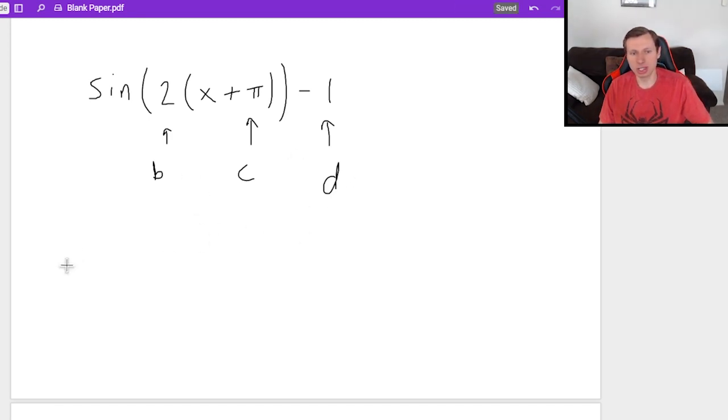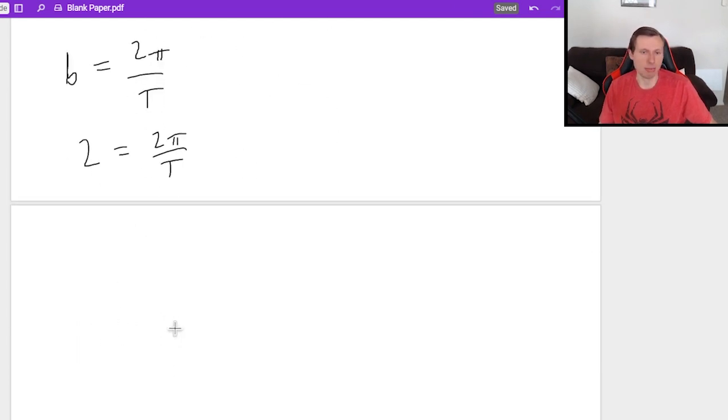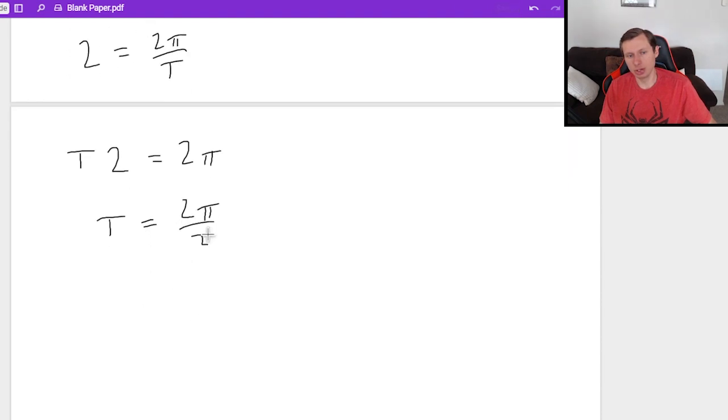So let's go into more detail. How does b affect the equation? Well, b equals 2 pi over t. I want to find the period. That means 2 equals 2 pi over t. Multiply both sides by t. T times 2 equals 2 pi. Then divide by 2. T equals 2 pi over 2. 2's cancel, and I get t equals pi.